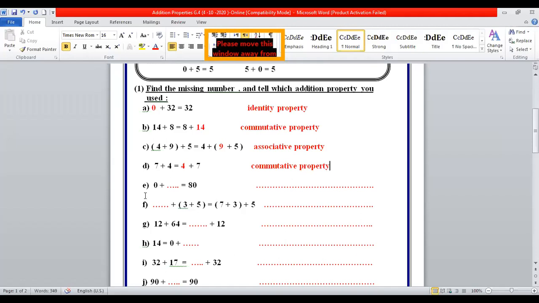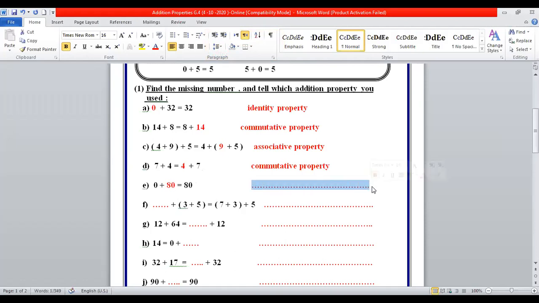Okay. E. 0 plus what equals 80? What is the missing number? 0 plus 80 equals 80. What is the name of this property? Identity property.